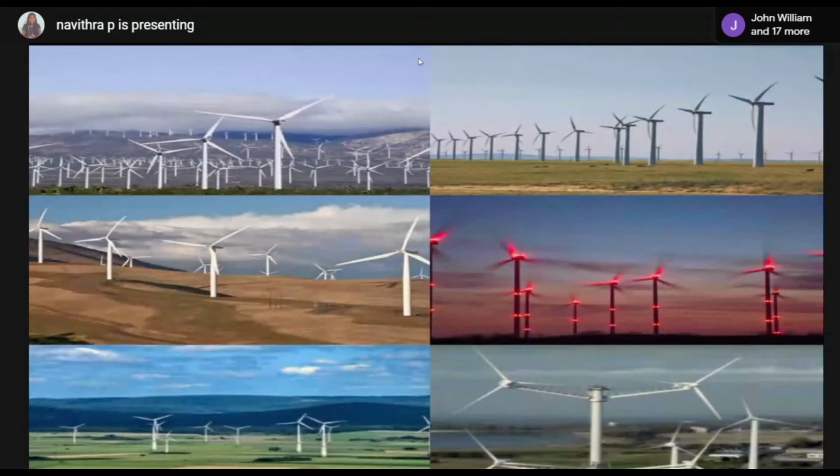Wind farms. Wind farms are areas where wind turbines are arranged in a proper arrangement. Wind farms are most commonly found in the Netherlands, Denmark, UK, USA, Spain and Germany. These are noted for their wind energy production.